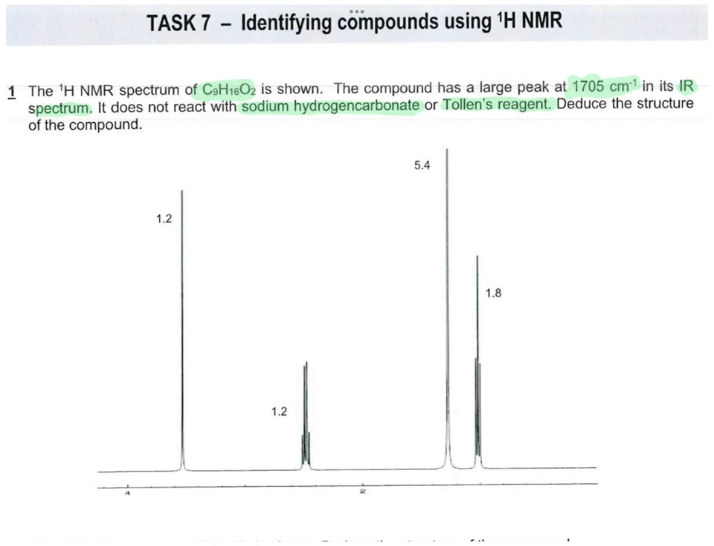Well, first of all, if you go to your data sheets, you will find out that the sharp peak at 1,705 in the infrared spectrum is due to a carbonyl group. But we also know that it cannot be a carboxylic acid because it doesn't react with sodium hydrogen carbonate. It also cannot be an aldehyde because this molecule does not react with Tollens reagent. So that gets rid of those, which tells us it could either be an ester or a ketone.